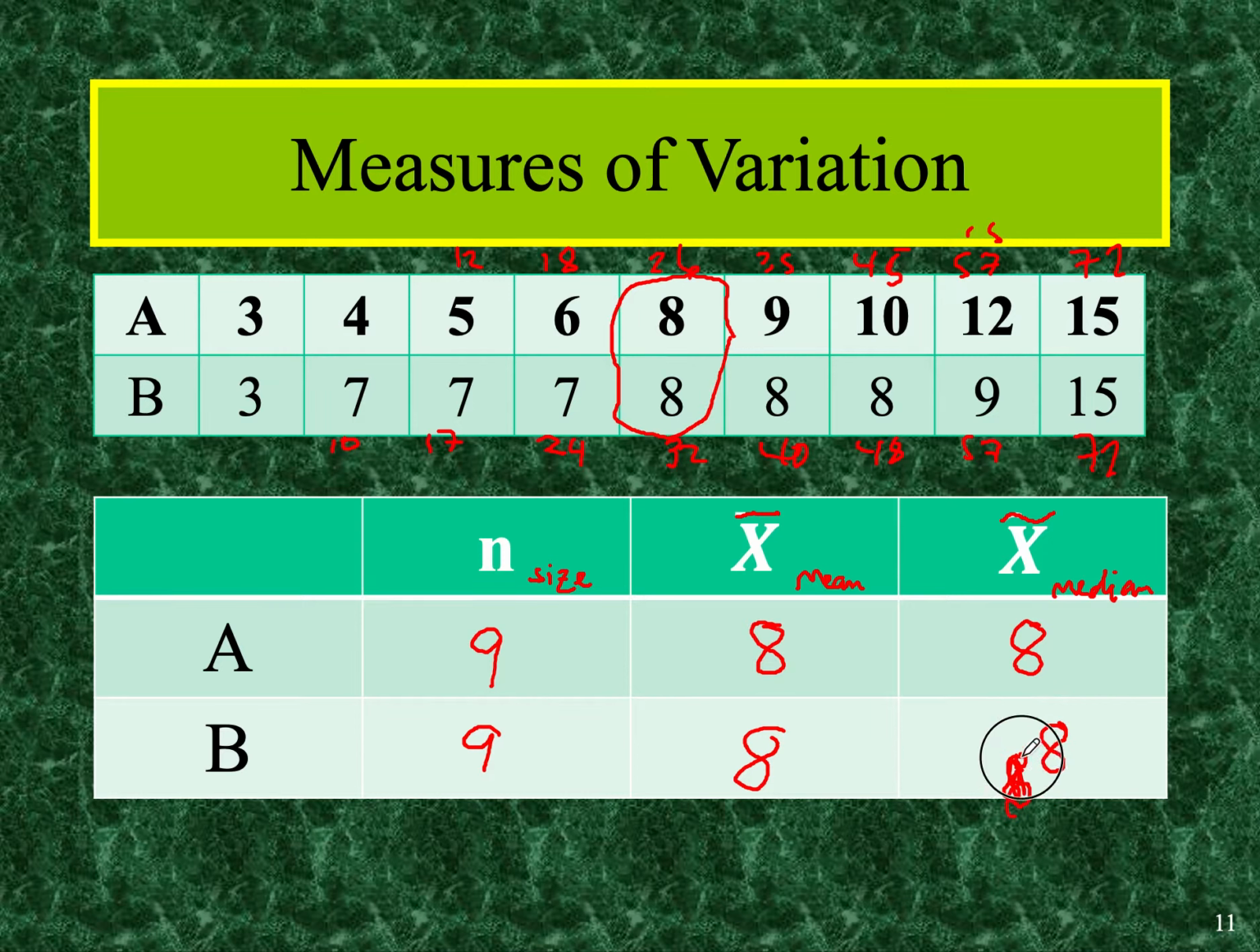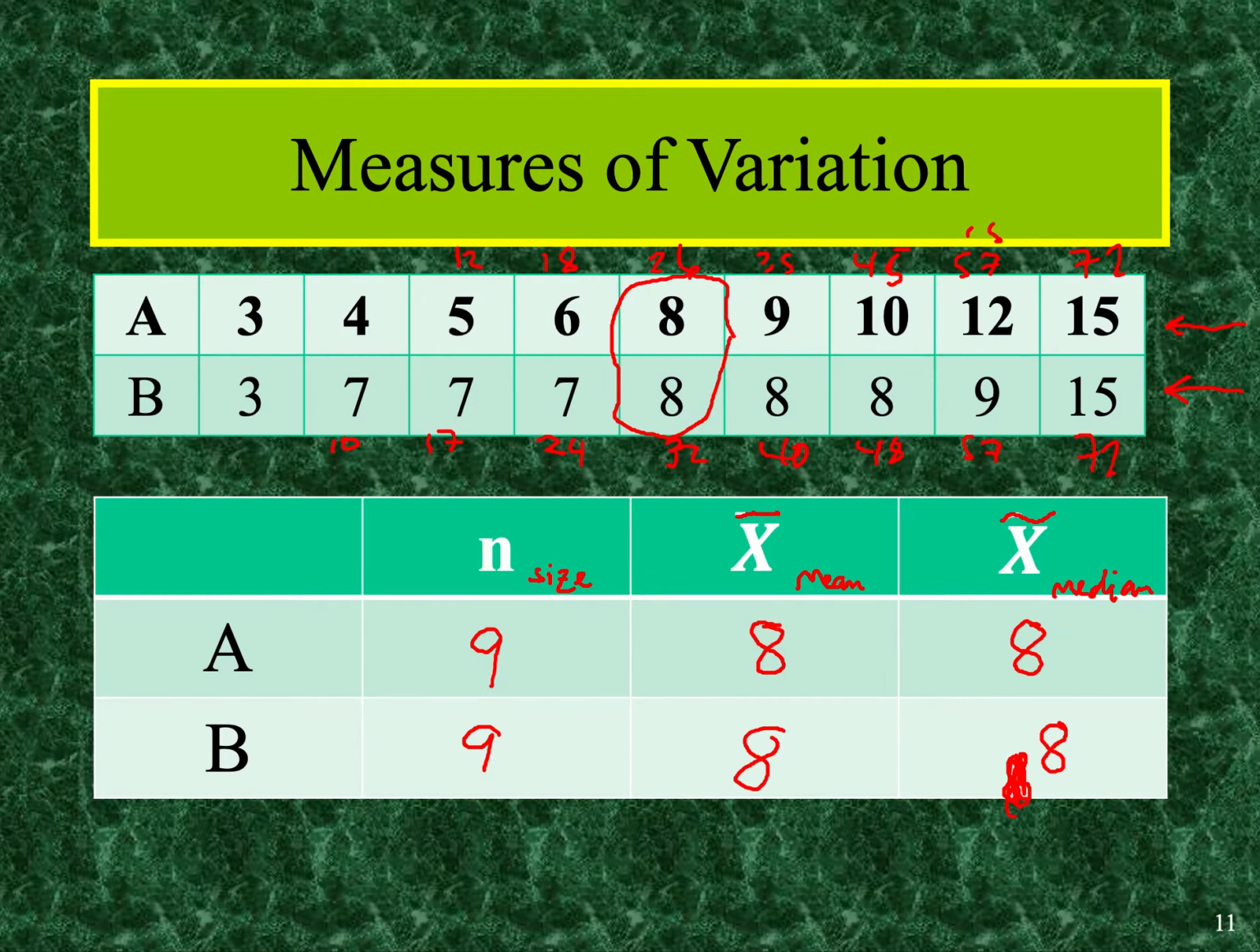Now, I think it's pretty clear that we can see that the sample size is the same, the means are the same, the medians are the same, but there's something wrong with the distribution wherein it doesn't tell us any information about how scattered the scores are, how spread they are, how dispersed they are, how distributed they are.